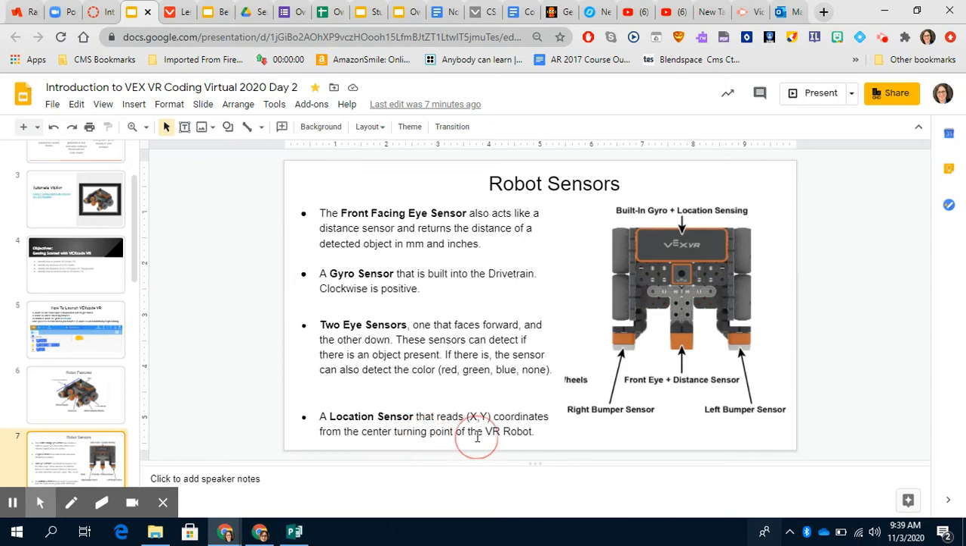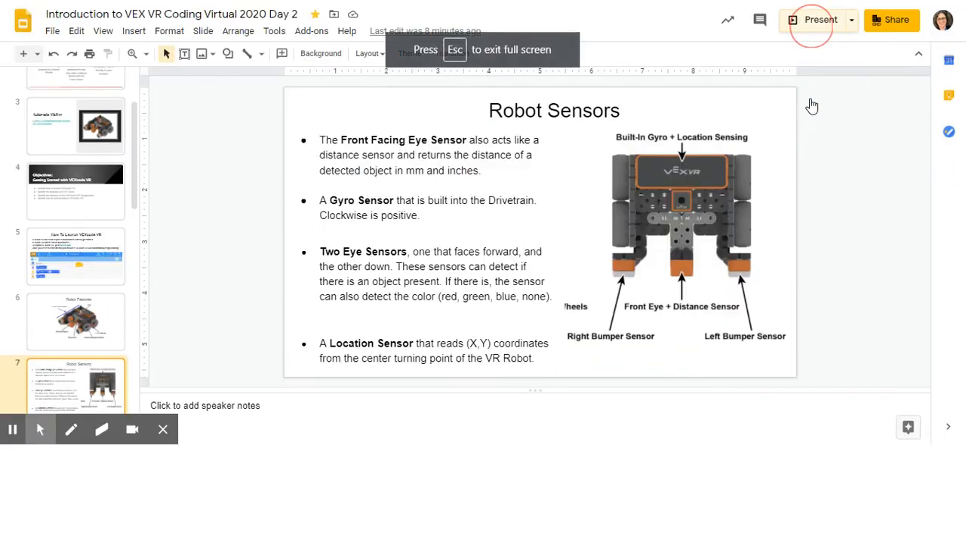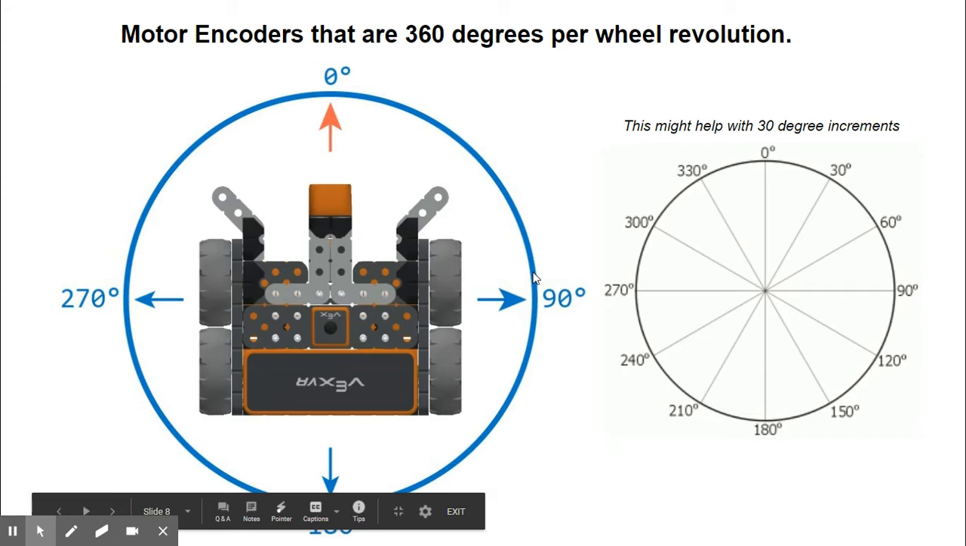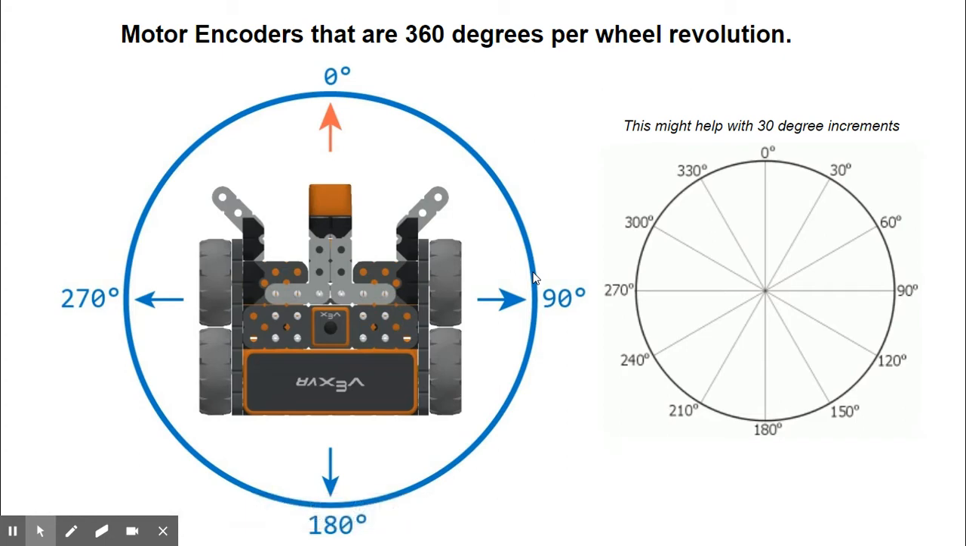From the center turning point of the Vex VR robot. Now we've got motor encoders that are 360 degrees per wheel rotation. So notice 360 degrees is all the way around in a circle. So your robot can spin in a circle. And then you need to be familiar with the different degrees and where they're located.